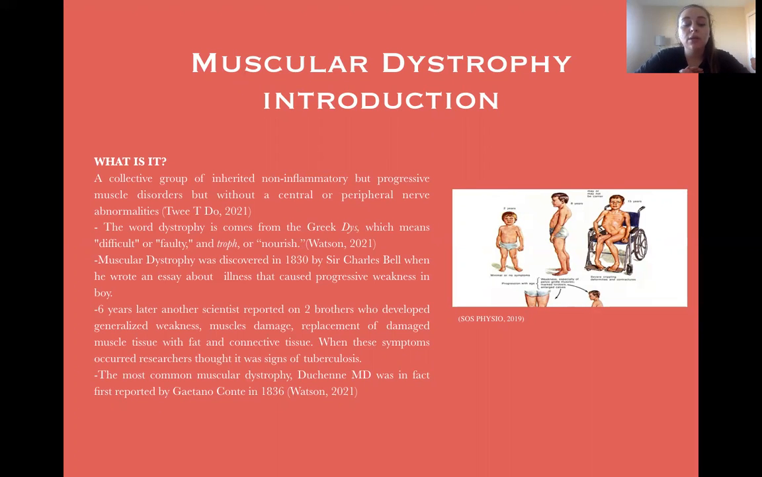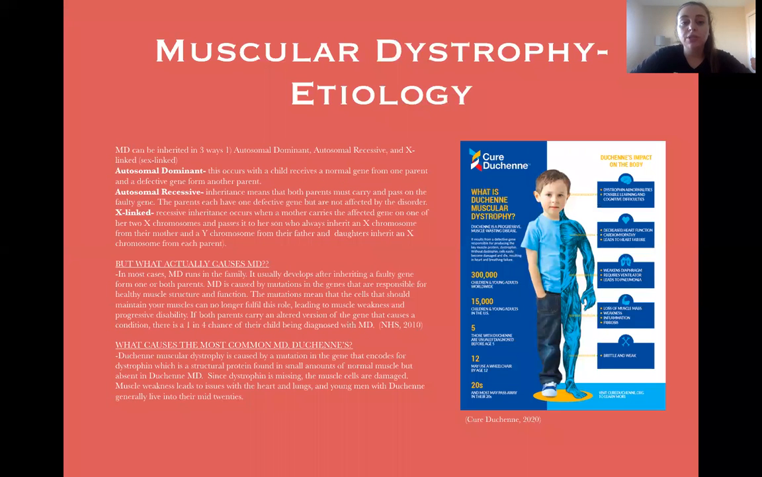The most common muscular dystrophy is Duchenne MD, which was first reported by Gaetano Conte in 1836. Still today, it's really relevant, really popular, the most common muscular dystrophy. It's also considered the most severe one, which we will get into a little bit later. But next, we're going to go to etiologies.